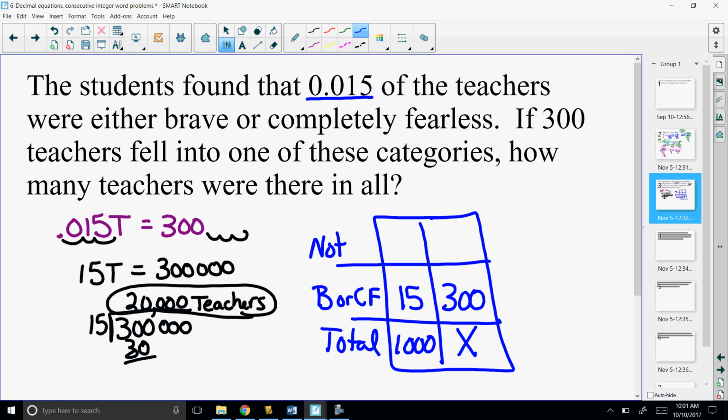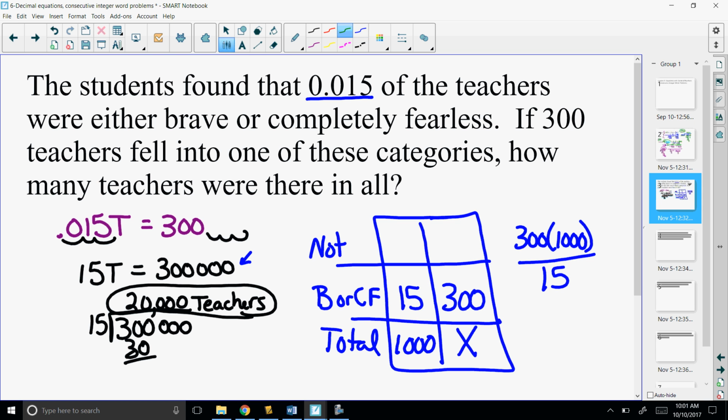Maybe. How do you solve this problem? Cross, multiply, and divide. So I'm going to take 300 times 1,000 and divide by 15. 300 times 1,000, that's the 300,000 that we had right there. And to solve, you divide by 15. You're doing the same thing.